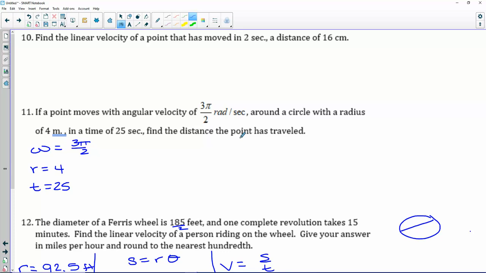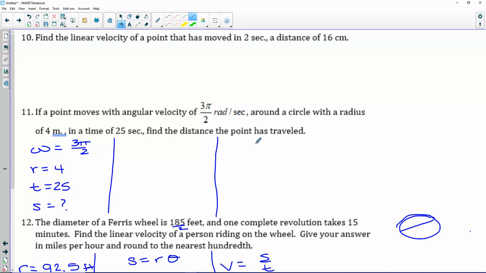What variable am I looking for? S. The distance it's traveled on the circle. That's my S. So I have 2 formulas for S. S equals r theta, but I don't have theta. Or v equals S over t, and I don't have v. So either way, we have to do 2 formulas.